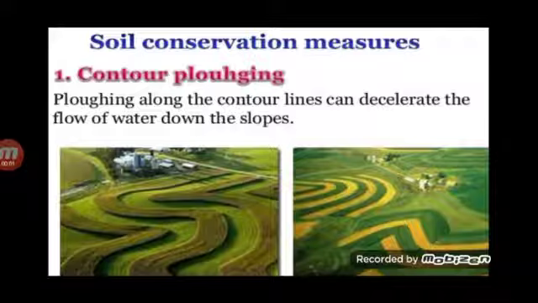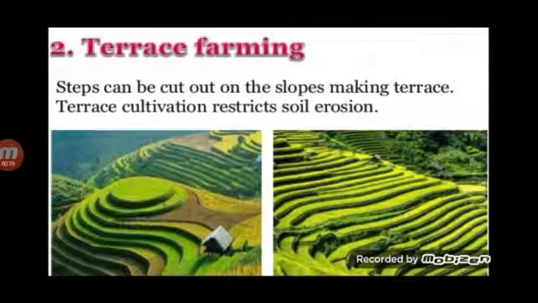Now children, we will see the various methods of soil conservation. First, contour ploughing. Ploughing along the contour lines can check the flow of water down the slopes. It can be practiced on the hills. Second, terrace farming. Steps can be cut out on the slopes, making terraces. It restricts soil erosion. It is practiced in the western and central Himalayas.